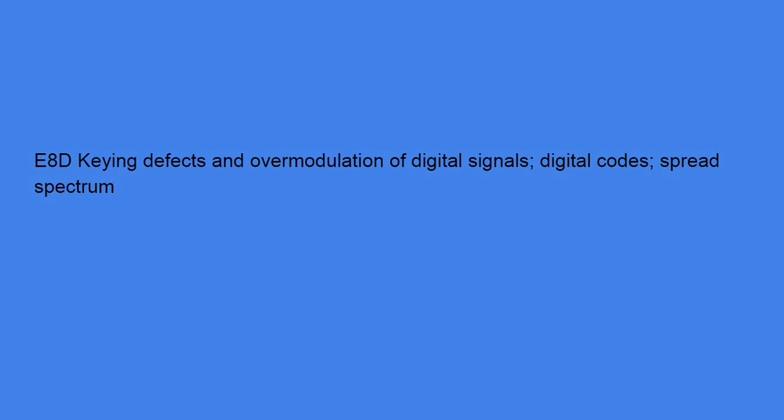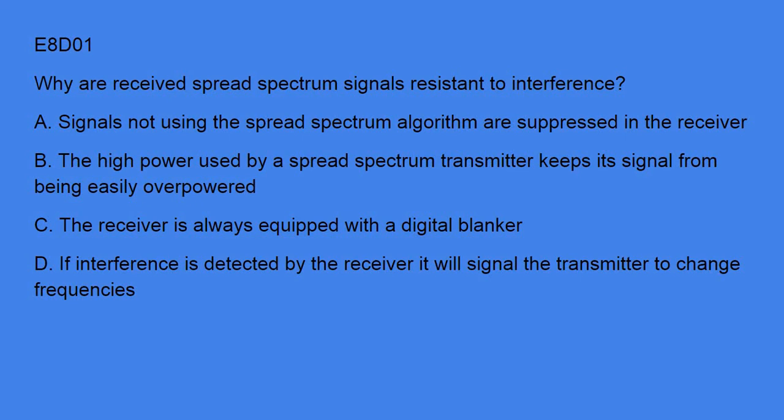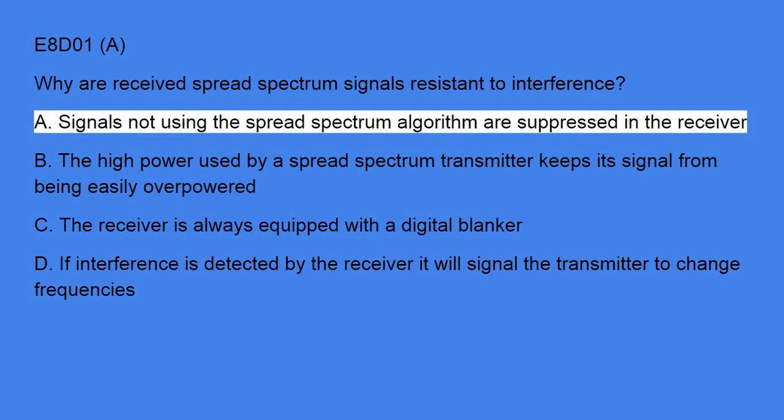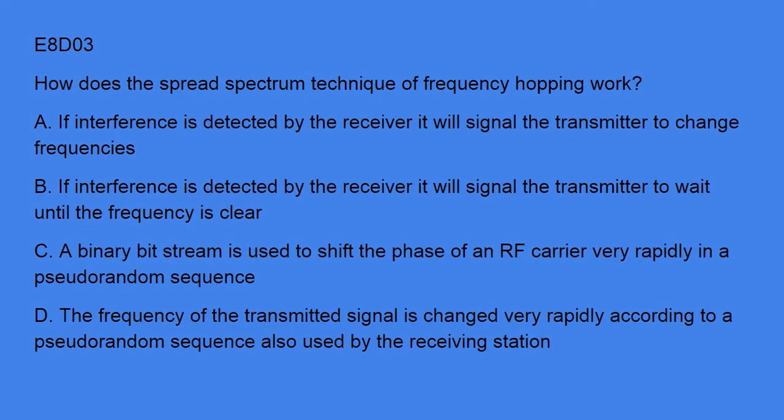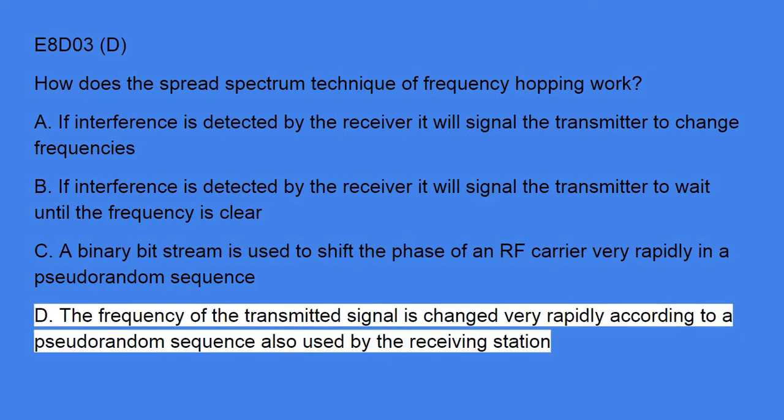E8D covers keying defects and overmodulation of digital signals, digital codes, and spread spectrum. E8D01, why are received spread spectrum signals resistant to interference? Signals not using the spread spectrum algorithm are suppressed in the receiver. E8D02, what spread spectrum communications technique uses a high-speed binary bit stream to shift the phase of an RF carrier? Direct sequence. E8D03, how does the spread spectrum technique of frequency hopping work? The frequency of the transmitted signal is changed very rapidly according to a pseudorandom sequence also used by the receiving station.